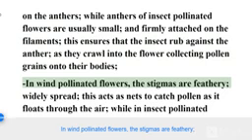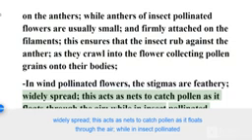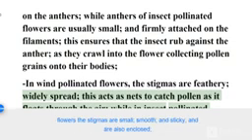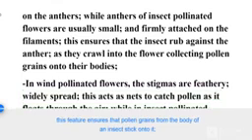In wind-pollinated flowers, the stigmas are feathery, widely spread. This acts as a net to catch pollen as it floats through the air, while in insect-pollinated flowers the stigmas are small, smooth, and sticky, and are also enclosed. This feature ensures that pollen grains from the body of an insect stick onto it.